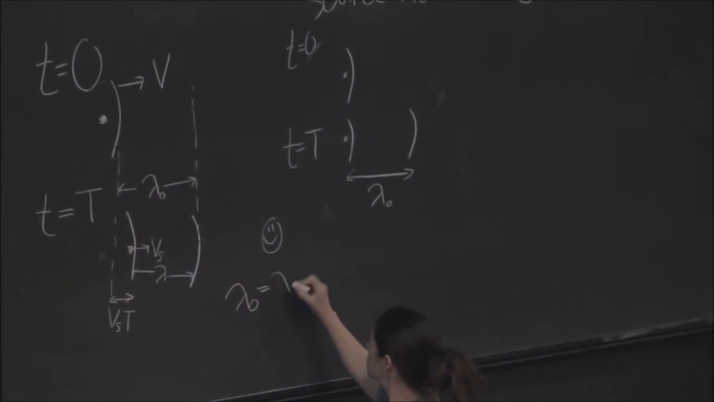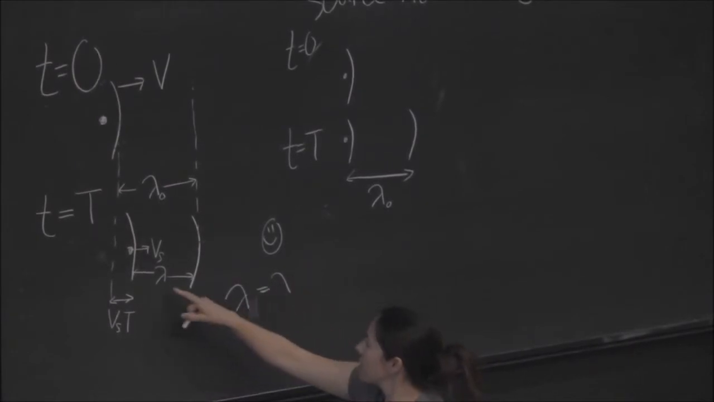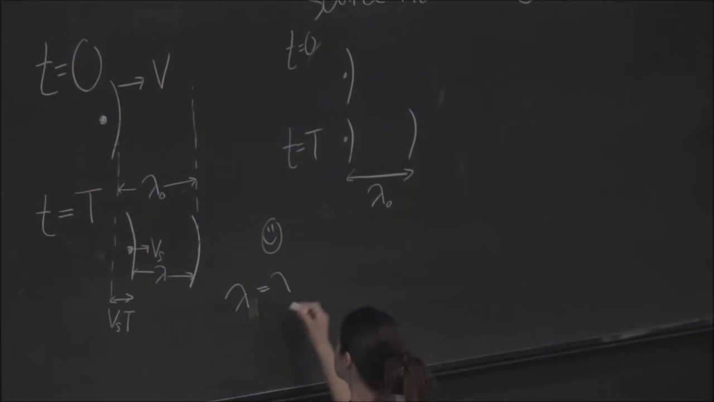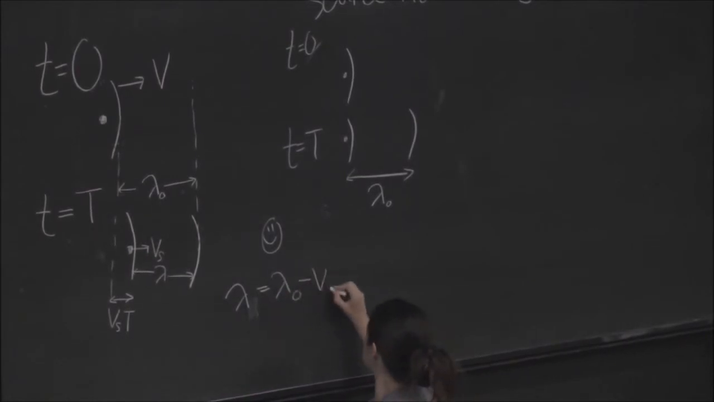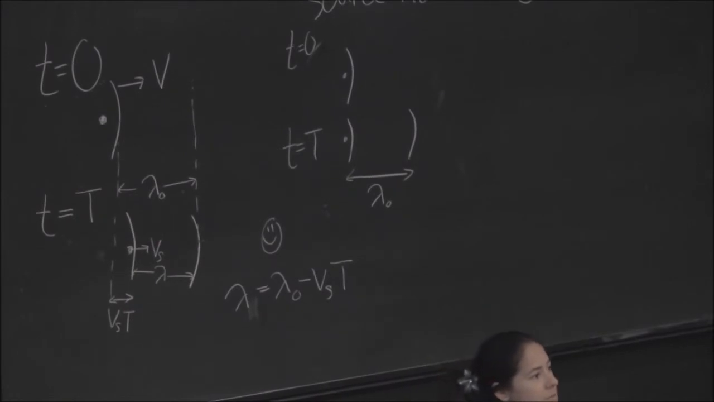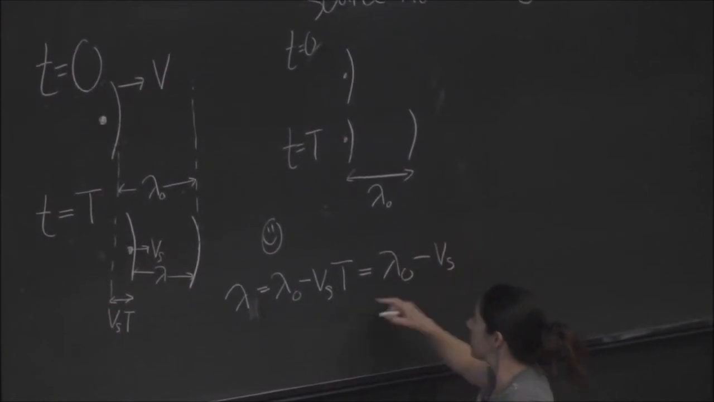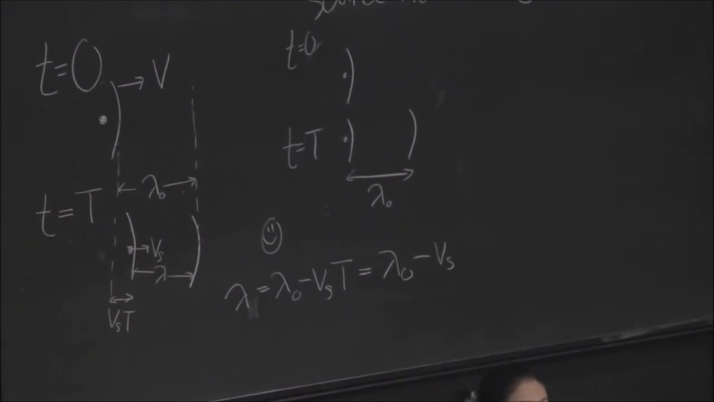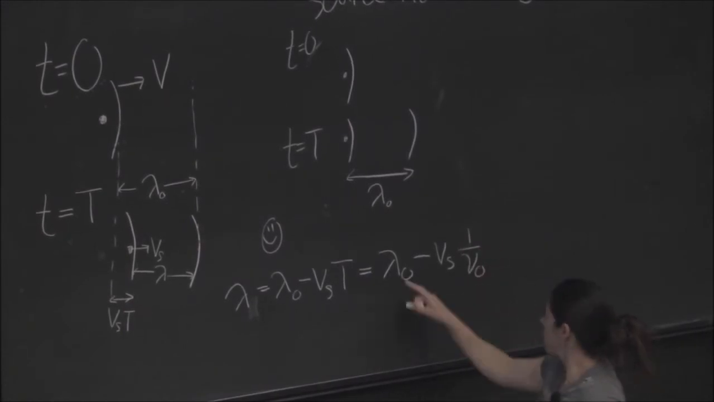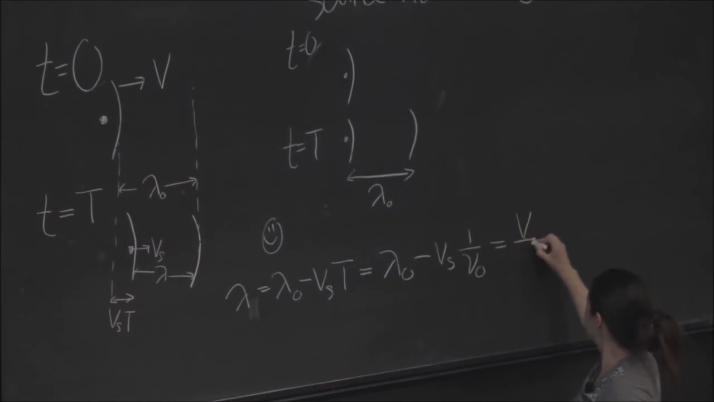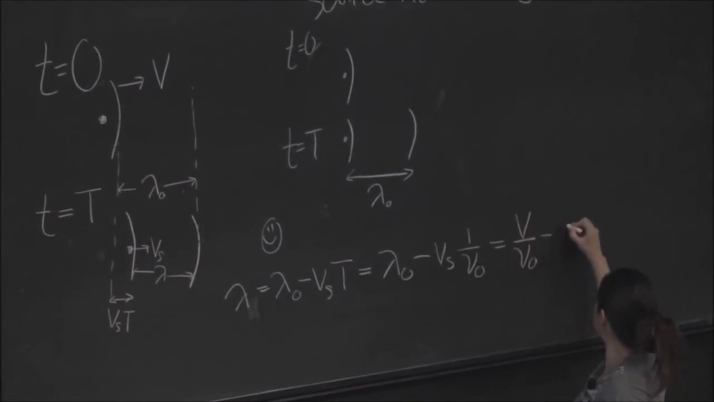So it looks like it's equal to, let me write it this way. This distance is equal to lambda naught minus this distance. The period is really just the inverse of the frequency that we're emitting at, right? So I'm going to write this as 1 over nu naught. And lambda naught is just the speed of sound over the frequency that's emitted. So we have something that looks like this. That's all equal to lambda.